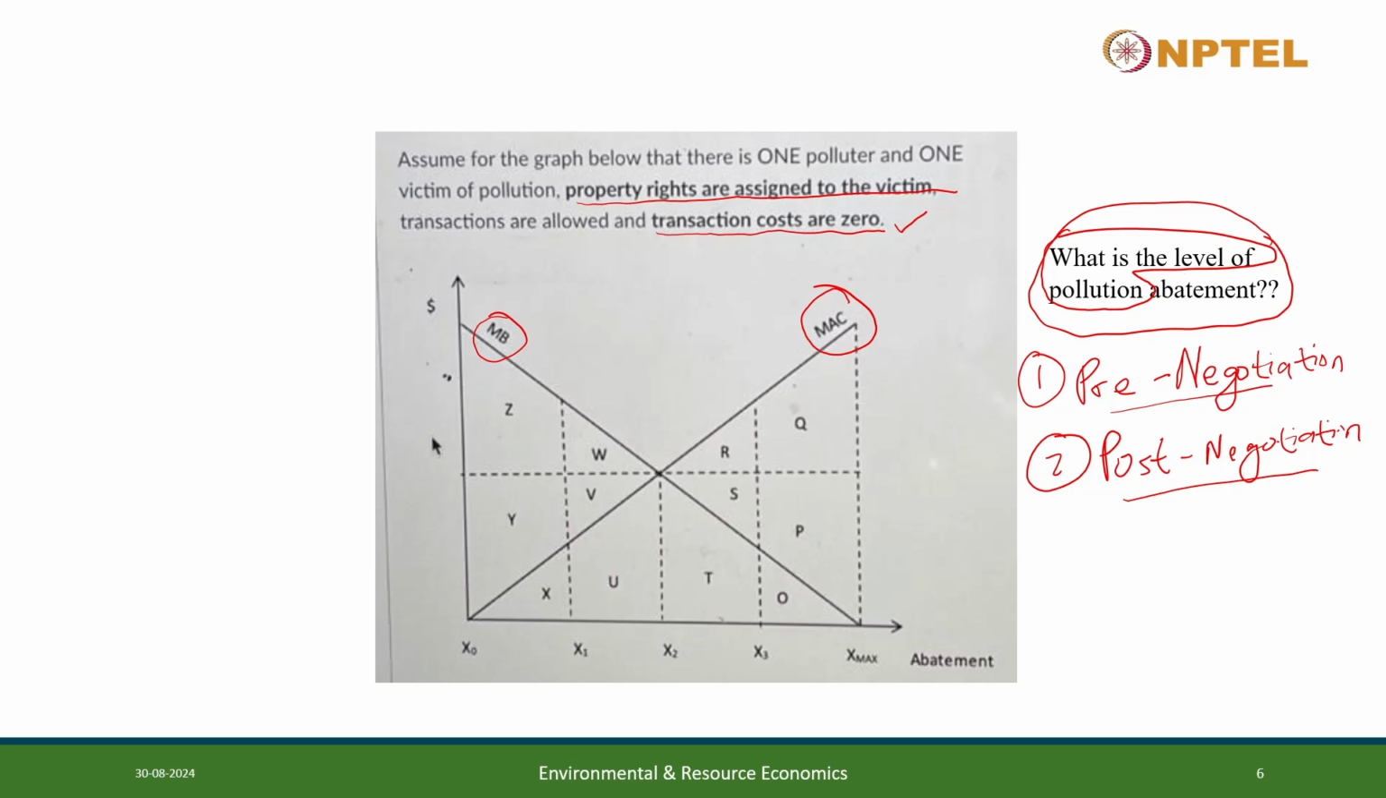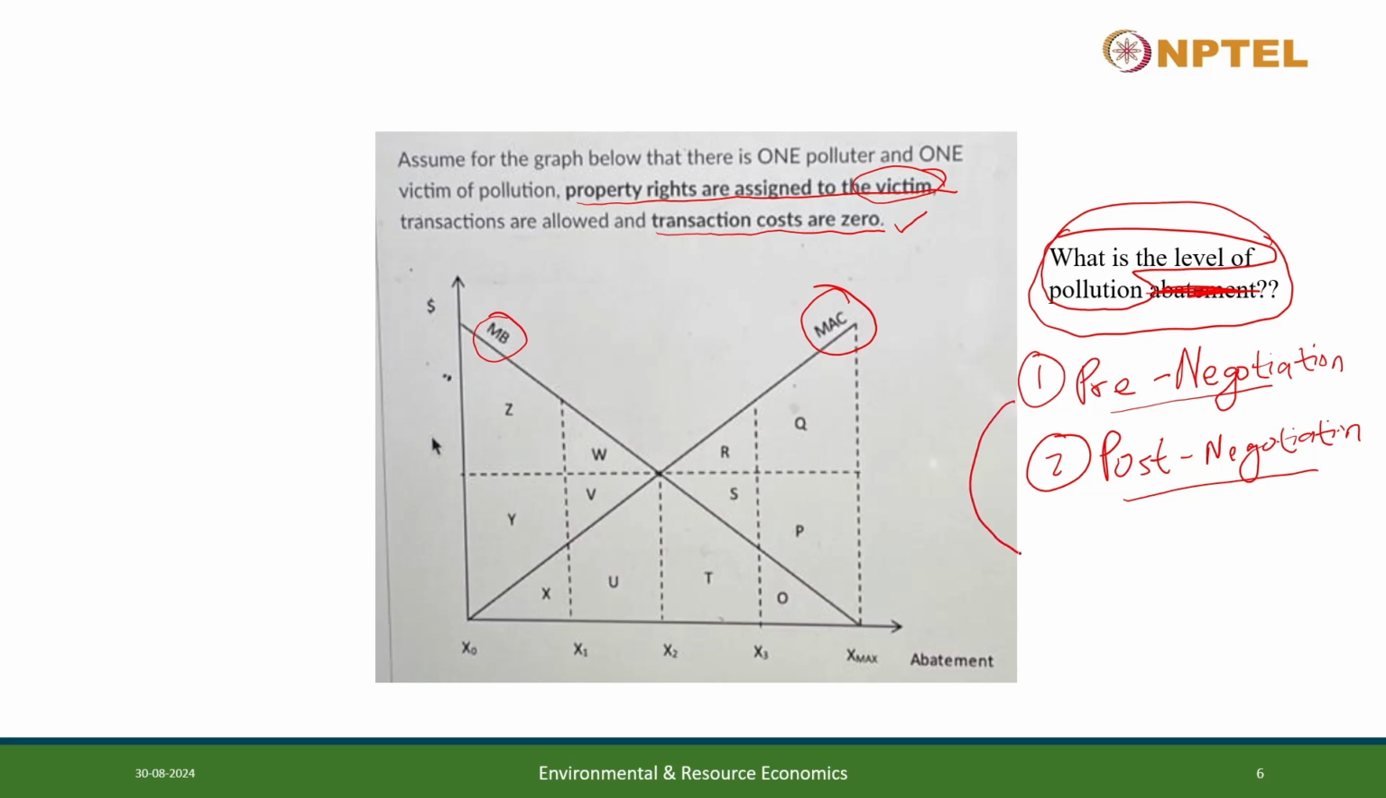No, no. This is not in both the cases. You have to tell the answer, what will be the level of pollution, not abatement. What will be the level of pollution when there is no negotiation between the polluter and victim? Then how much pollution will happen? So no negotiation between the polluter and pollutee. Zero. It will be zero.